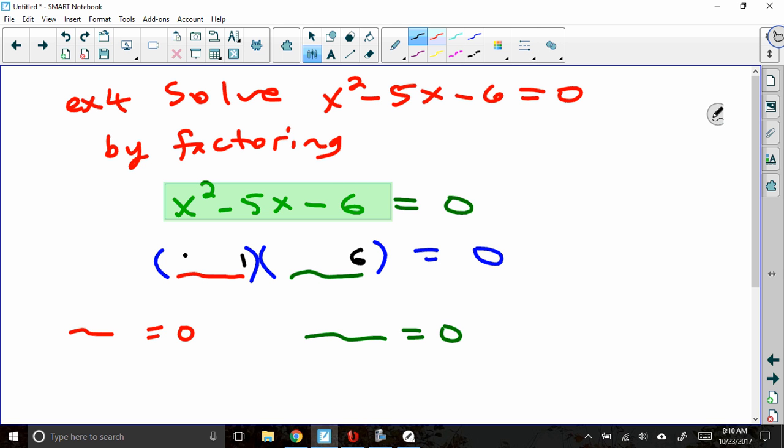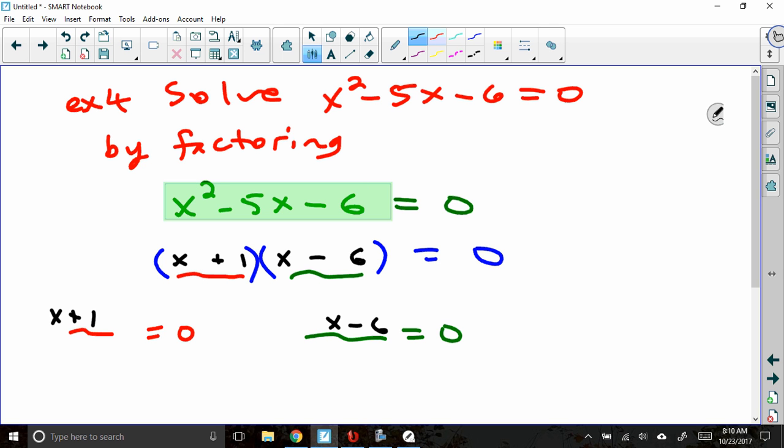We know we got to go with an x and an x. And let's figure out our signs. Which one's got to be negative? Positive on the 1, negative on the 6, right? Cool beans. So then we could say, okay, so x plus 1 equals 0, and x minus 6 equals 0.